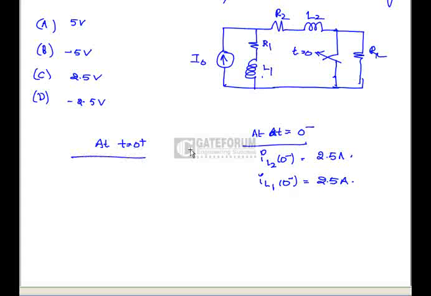At t equals 0 plus, IL2(0 plus) equals IL2(0 minus), which equals 2.5 amps. Hence the voltage across the load resistor at t equals 0 plus is 2.5 volts, which is option C. Option C is correct.